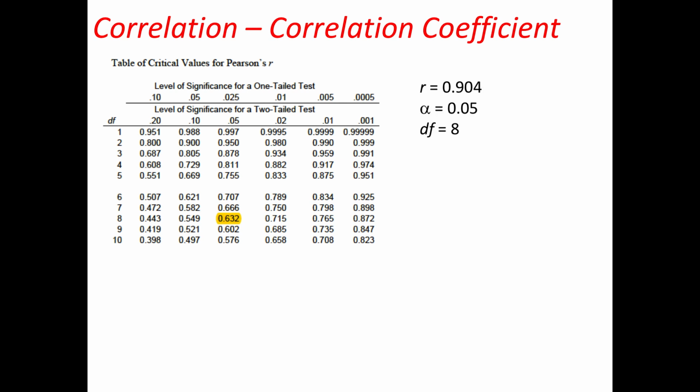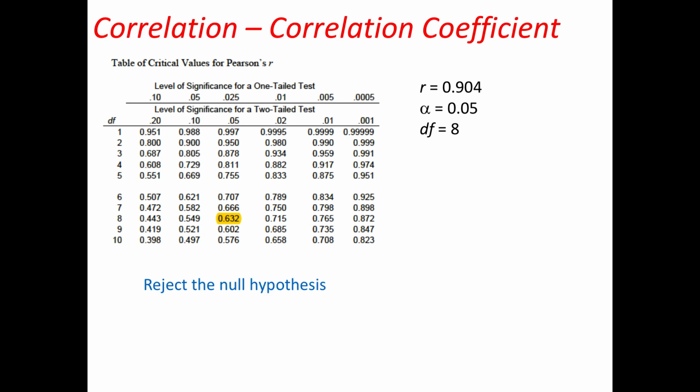The calculated R value was 0.904, which is much closer to positive 1, a perfect positive correlation, than to 0.632. This means that the probability of getting a value as extreme as 0.904 purely by chance, if the null hypothesis is true, or little r equals 0, is less than 0.05. Therefore, students can reject the null hypothesis and conclude that there is a statistically significant association between the mass of the students' tomatoes and the number of seeds each tomato has.